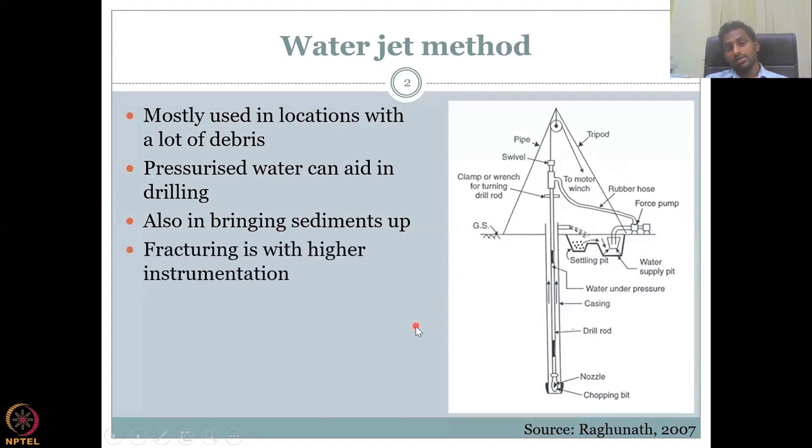Fracturing is with higher instrumentation. So this is the same concept they use in fracturing, which is deep in the bedrock or near the bedrock region where gases are kept, okay, or they are captured. The gases are captured or locked into the rocks because of the rock formation. Sometimes there is degassing and the gas doesn't come out.